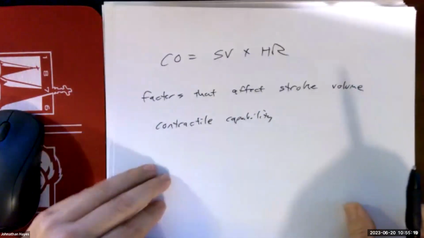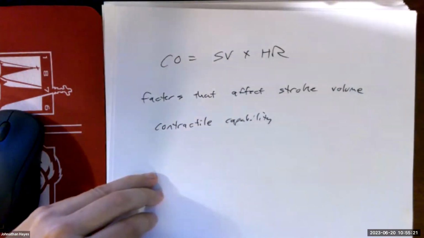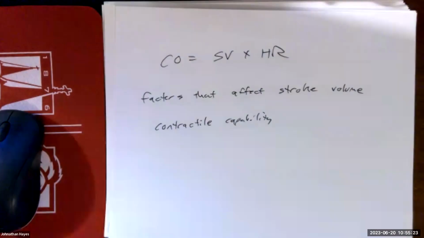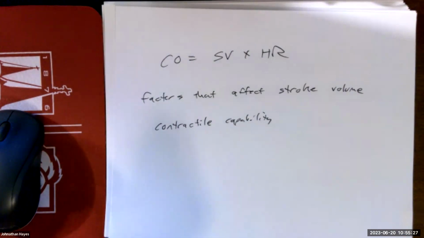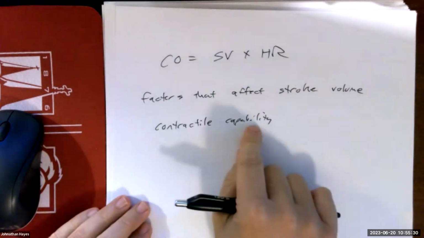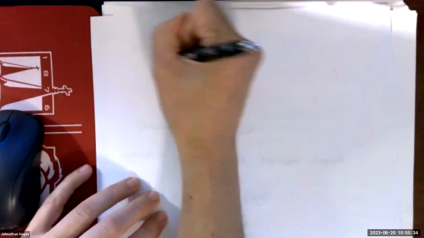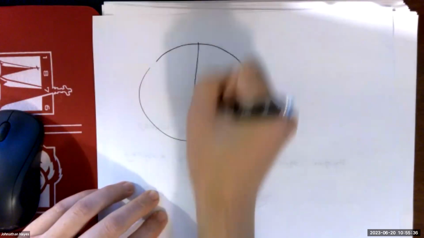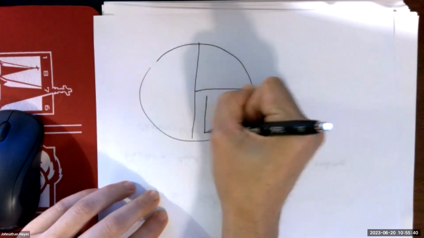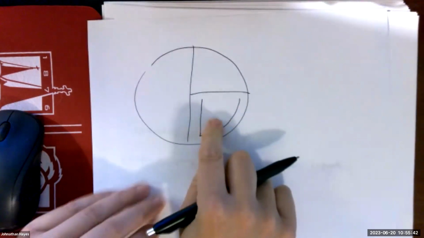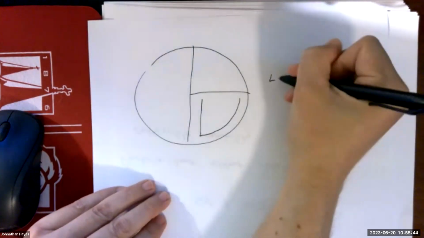So for example, and there are examples in your notes that will go over this, if I just increase contractility alone, let's imagine that this is a left ventricle. So let's just focus on what's happening inside of here. A normal left ventricle. Again, we're just focusing on the left ventricle.